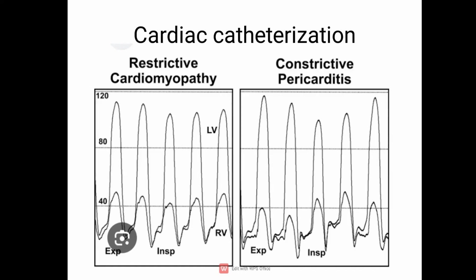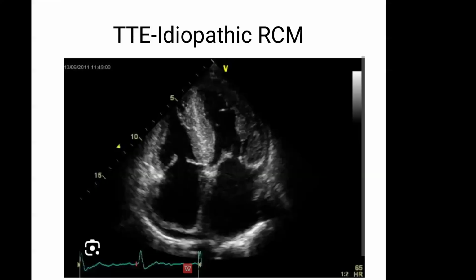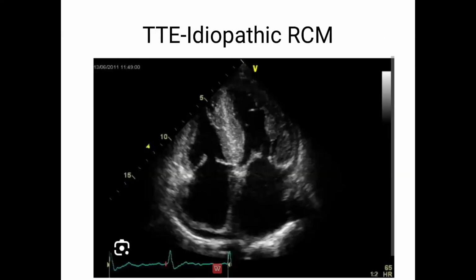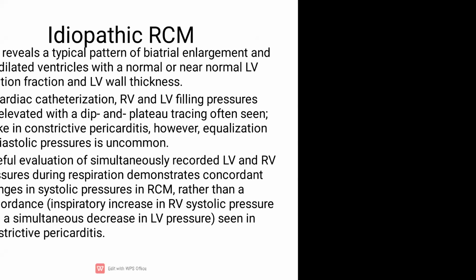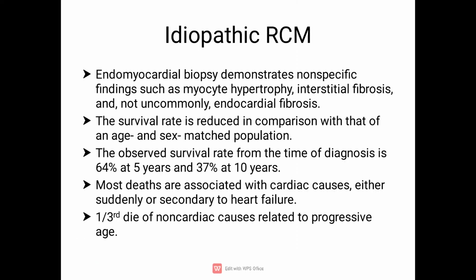Now, let me just go back. This is just a TTE showing biatrial enlargement, and then very obvious interventricular wall thickening there. Okay. Now, one could also do endomyocardial biopsy, and mainly what it will demonstrate is non-specific findings: myocyte hypertrophy, interstitial fibrosis, and sometimes, not commonly, endocardial fibrosis.